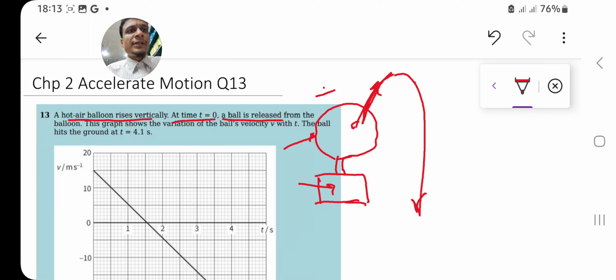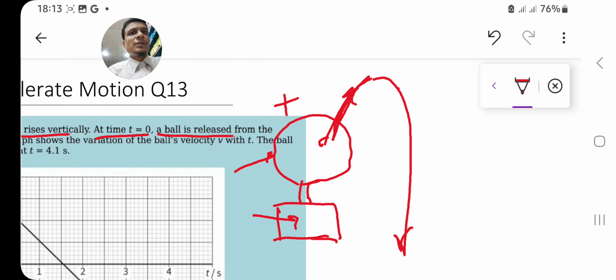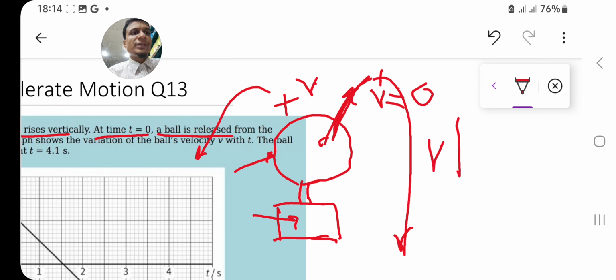The velocity by which the ball is going upward will be taken as positive v, and at the maximum height the velocity will be 0. Just keep in mind these points, this will help us to solve this graph. After coming downwards, the direction will be taken as opposite.